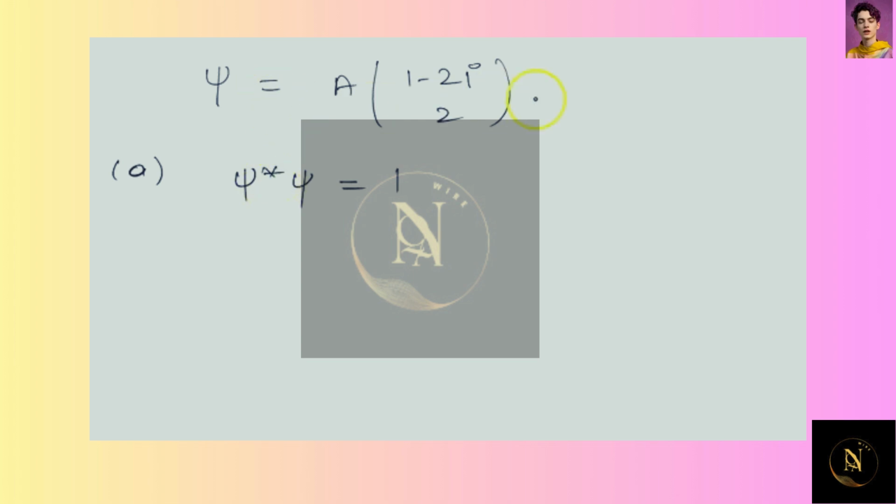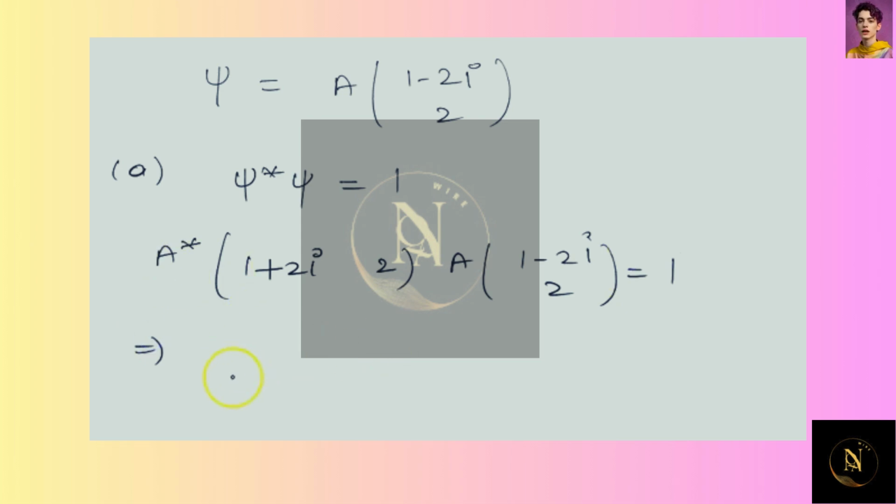Psi star can be written as A star into, when we conjugate this term, 1 minus 2i becomes 1 plus 2i, and this one is 2, and the row will be changed into a column. And the next one is psi, which is 1 minus 2i and 2. This equals 1. By simplifying this, A into A star can be written as mod of A squared.